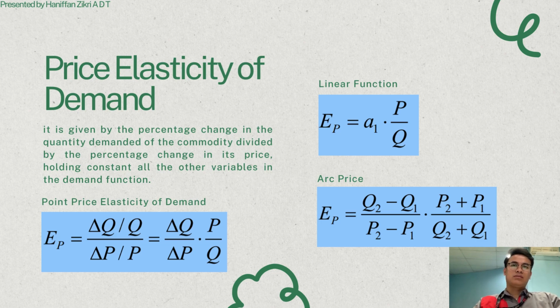So next are the formulas to determine the price elasticity of demand. It is given by the percentage change in the quantity demanded of the commodity divided by the percentage change in its price, holding constant all the other variables in the demand function. So here are the formulas for the point price elasticity of demand, linear function, and arc price.